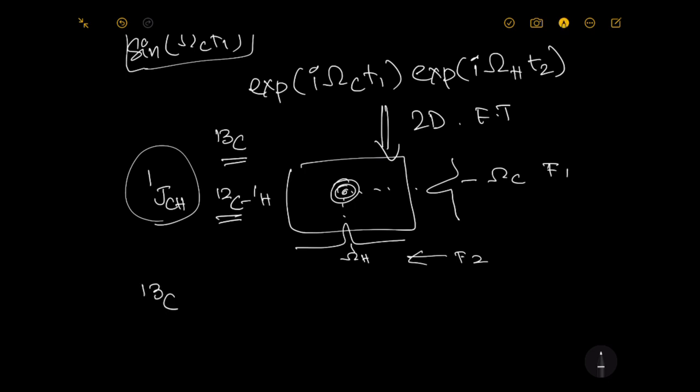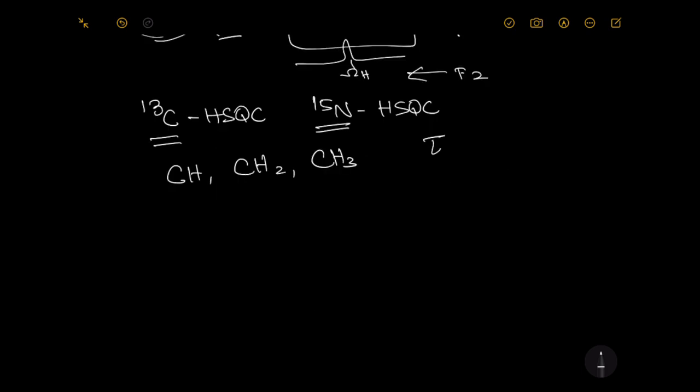And when somebody says a carbon 13 HSQC or a 15N HSQC, they imply that such a pulse program is implemented so as to get a two-dimensional correlation between two spins, in this case proton and carbon or proton and nitrogen, resulting in a resonance in this fashion. Another module that's extremely useful is called the heteronuclear multiple quantum coherence spectroscopy.